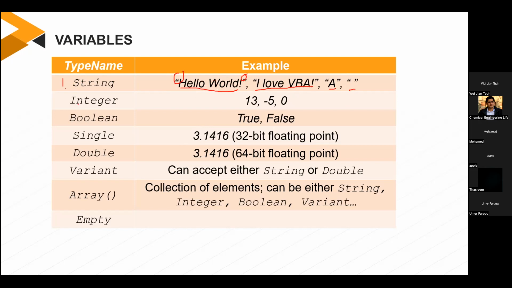The second type of variable is integer. I think you know what integers are. They are positive or negative numbers which do not have decimal points. And 0 is a special case. 0 is also an integer. The third type of variable is Boolean. We use this a lot in true false logic operations. So the values that we have here are true and false, right?